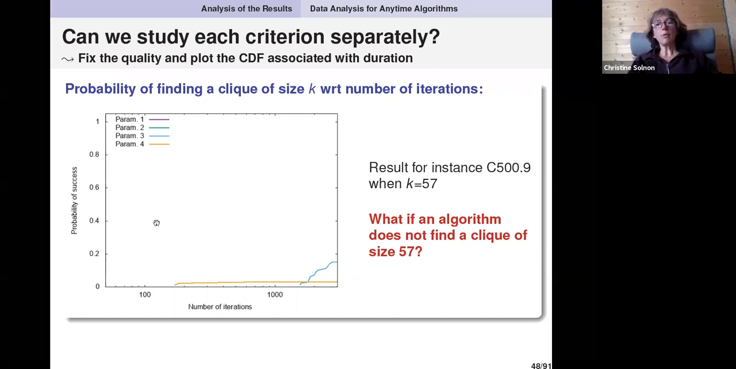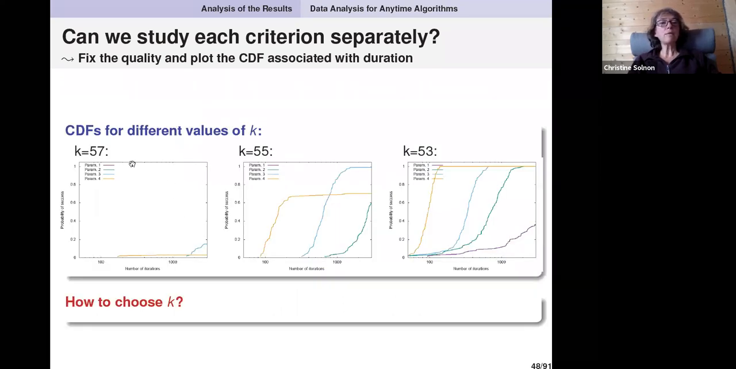So maybe I can plot this CDF for different values of k. But now, depending on the value of k, the conclusions are different. For example, if I choose a small value for k, it's quite easy to find a click of this size. And in this case, the best parameter is parameter 4. Whereas if I consider the optimal value for k, then the best parameter is parameter 3. So this is not a good idea to fix the quality and plot the CDF associated with the duration.